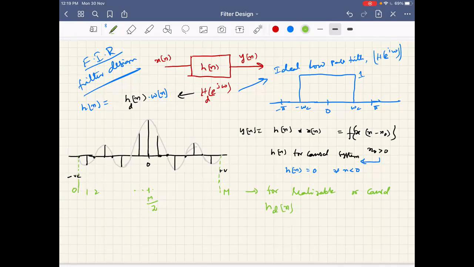Now if I write hd of n with this delay, how much delay did I apply? Say I write hcd of n, the causal desired response, is equal to hd of n minus n naught. But how much should I delay? Roughly equal to m by 2. Assume that I delayed by m by 2. Here m is the length of the filter, the practical filter, that is, the impulse response of the filter.